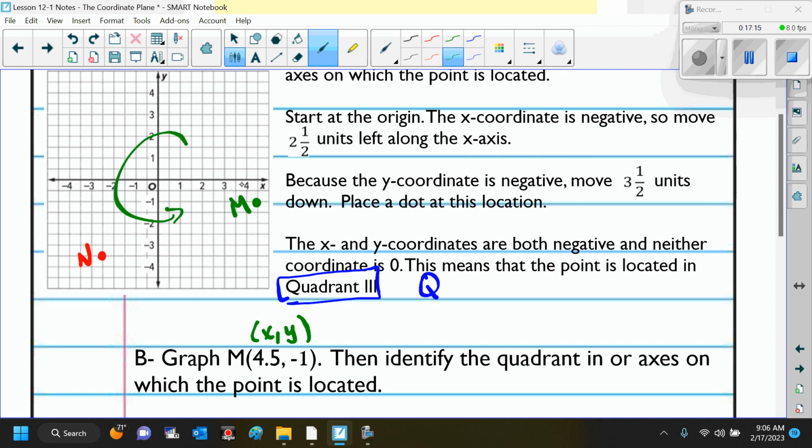Which quadrant is that? That would be 1, 2, 3, 4. So here, this is quadrant Q4. Remember, we identify the quadrants using our Roman numerals.